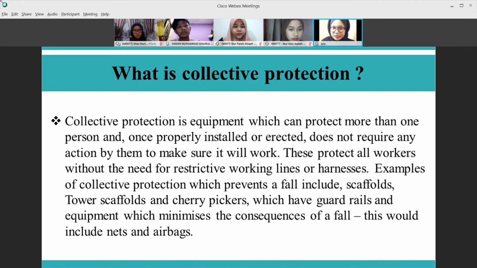Okay, what is collective protection? Collective protection is equipment which can protect more than one person and, once properly installed or erected, does not require any action by them to make sure it will work. Those protect our workers without the need for restrictive working lines and harnesses. Examples of collective protection which prevent a fall include scaffold, tower scaffold, and cherry pickers which have guardrails, and equipment which minimizes the consequence of a fall. This will include nets and airbags.